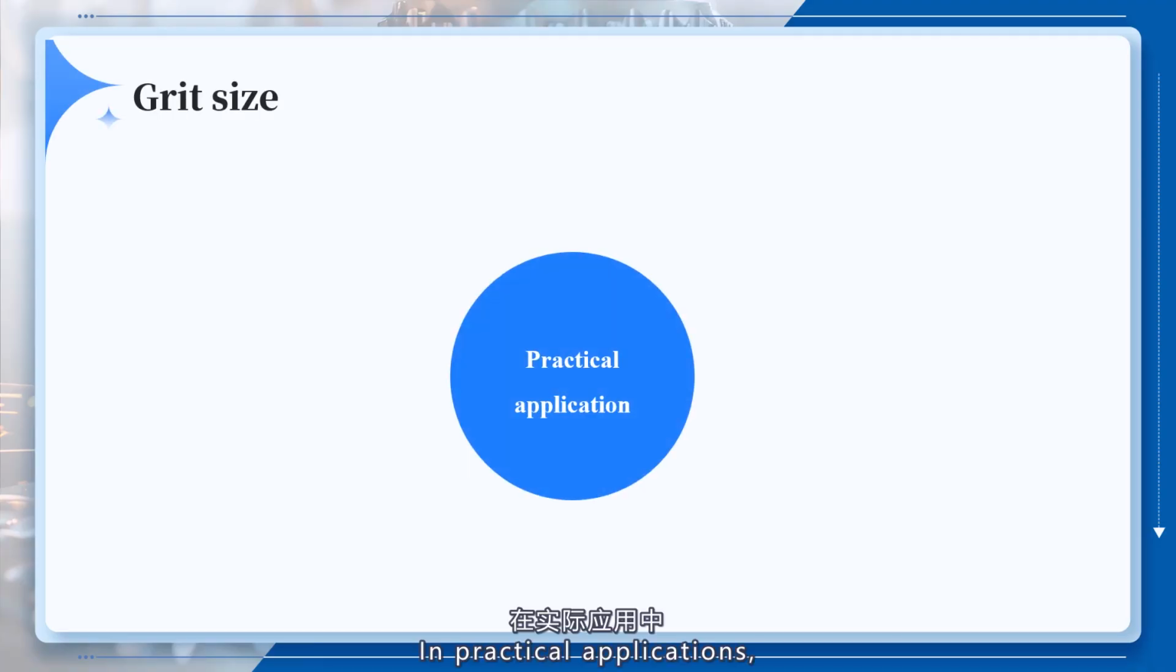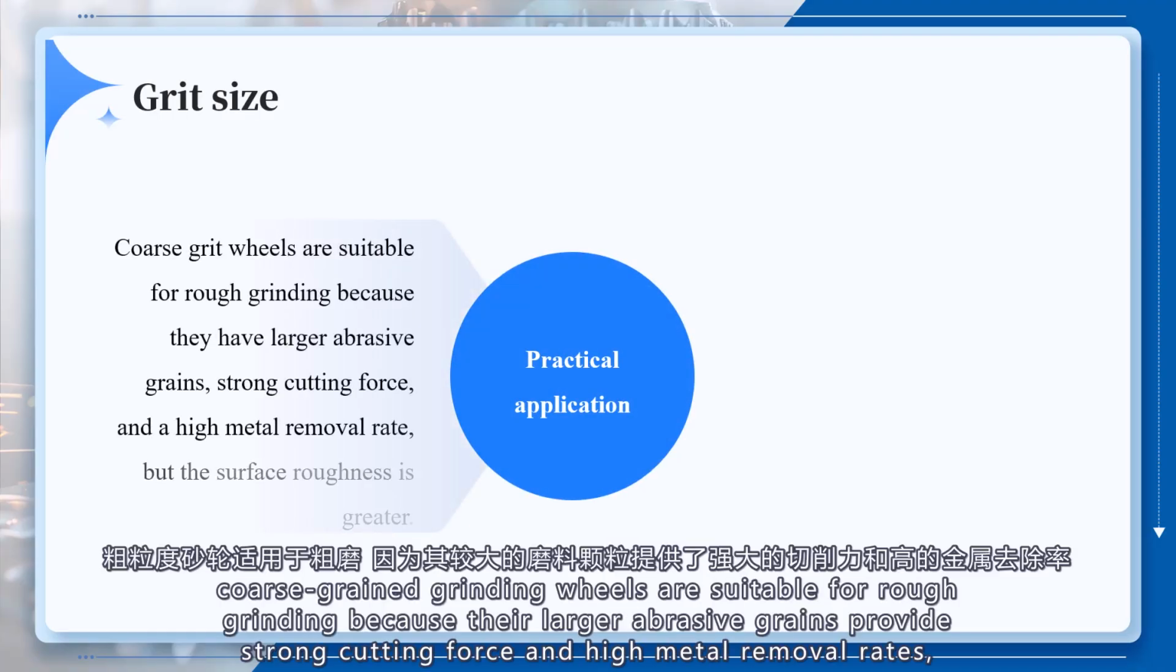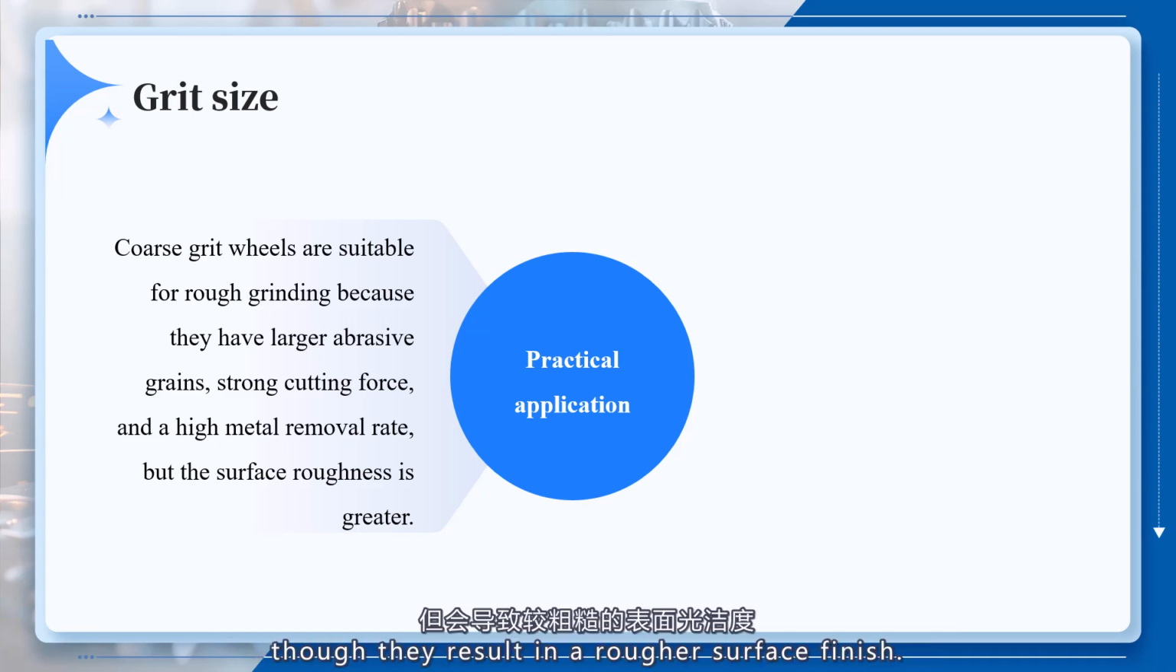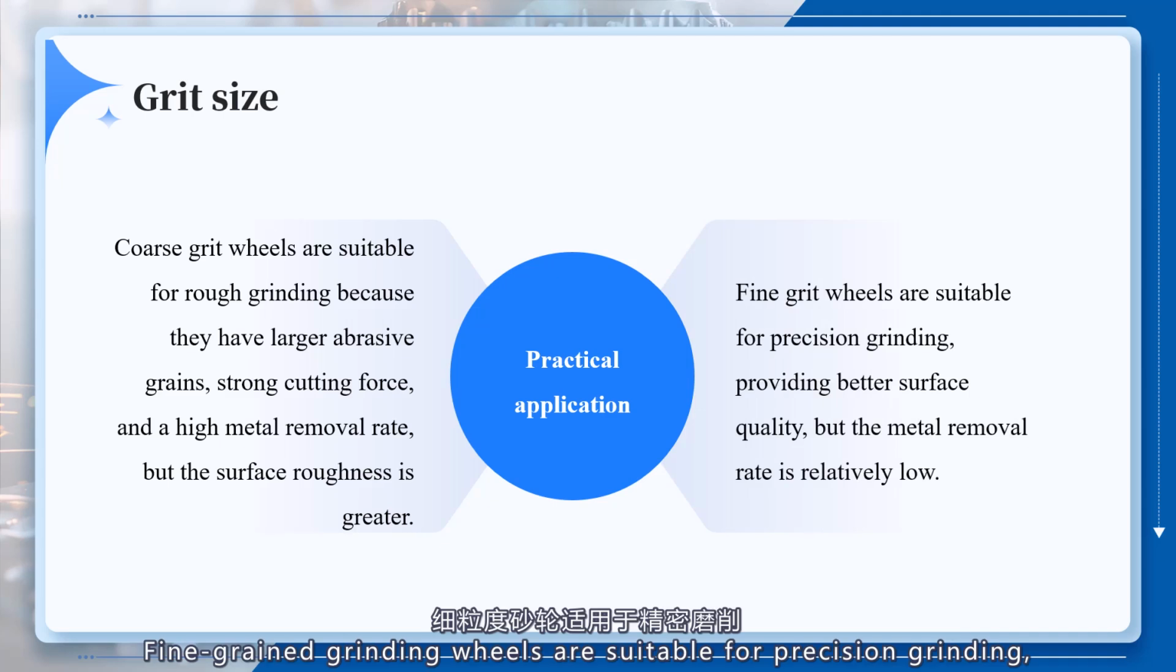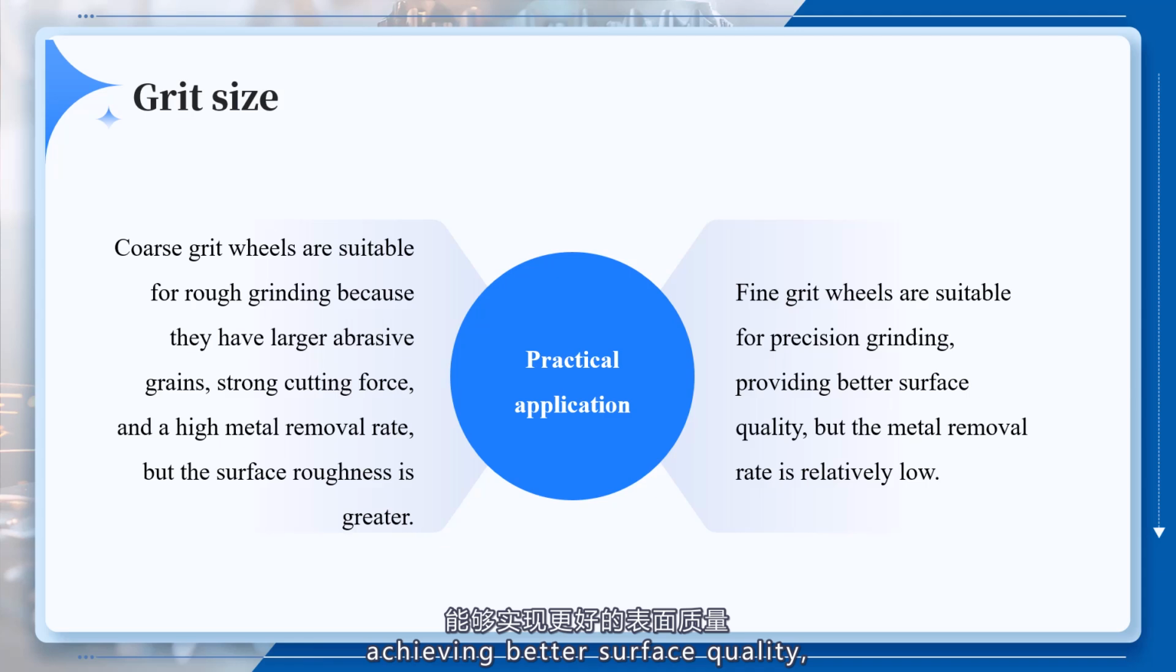In practical applications, coarse-grain grinding wheels are suitable for rough grinding because their larger abrasive grains provide strong cutting force and high metal removal rates, though they result in a rougher surface finish. Fine-grained grinding wheels are suitable for precision grinding, achieving better surface quality, but with relatively lower metal removal rates.